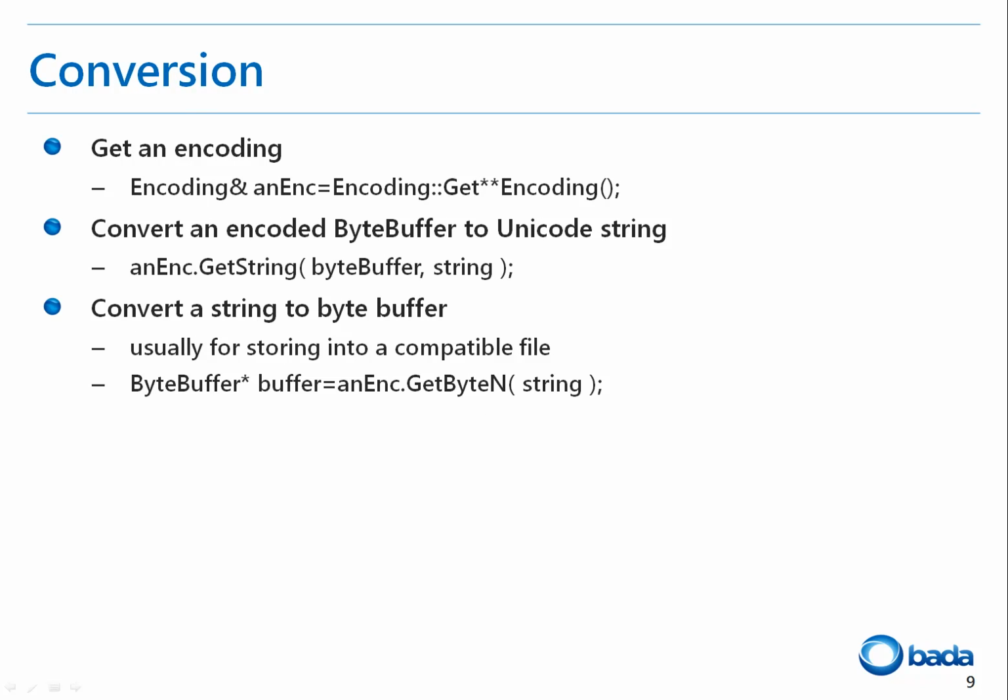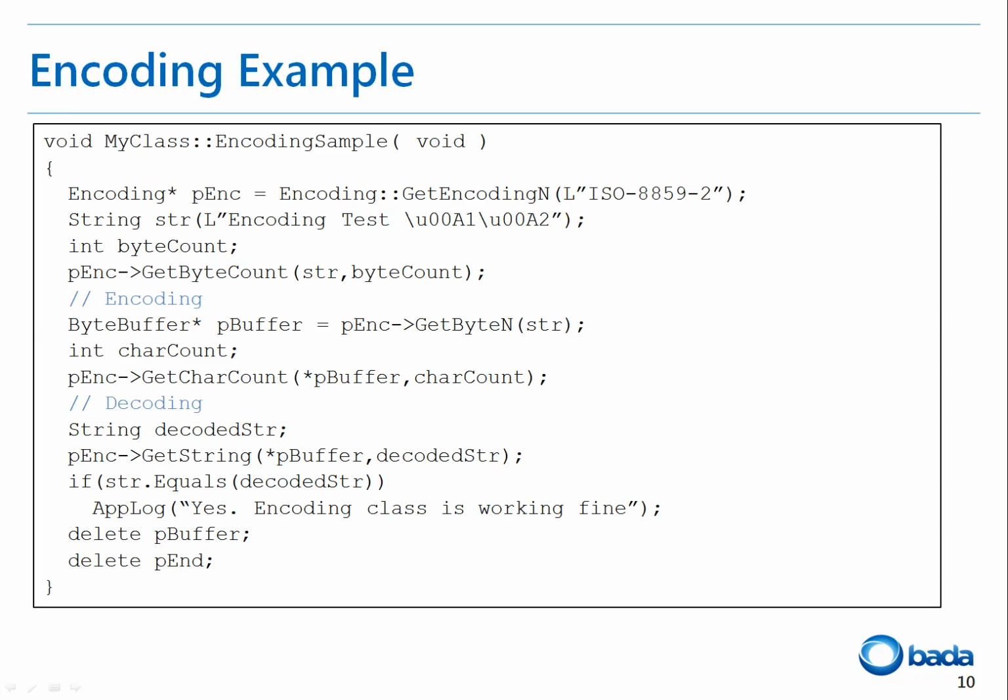Let's see how we can use the encoding class in more detail. You can get the required encoding class by calling the getXXX encoding function. To decode a string, you can call the getString function of the encoding class, with the buffer containing the encoded string and the string to save the converted string to. To encode a Unicode string, call the getByteN function of the encoding class, and you'll get a pointer to the byte buffer containing the encoded string. Now, I'll explain using this example.